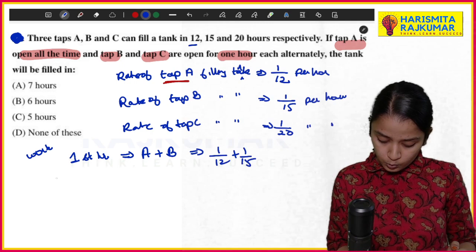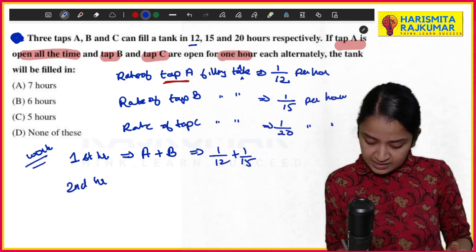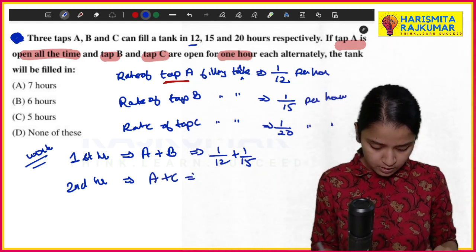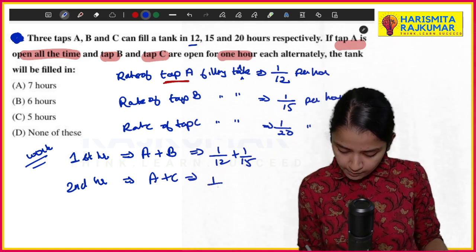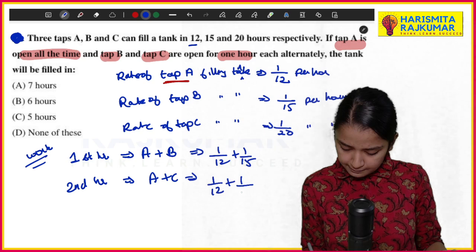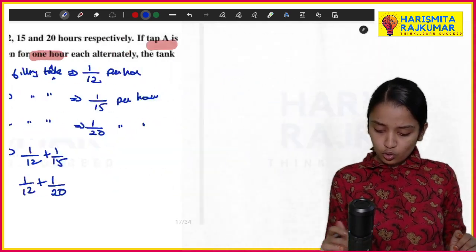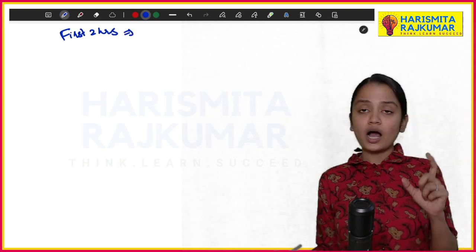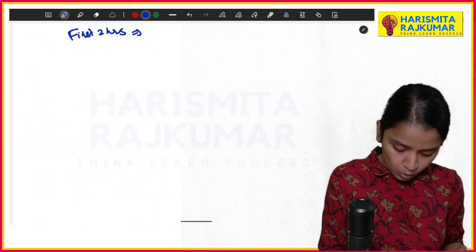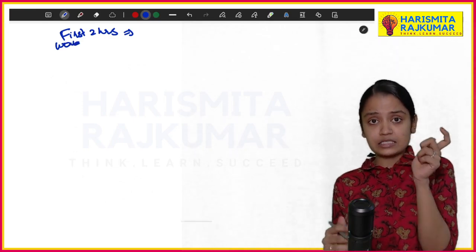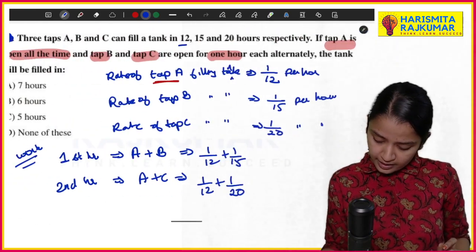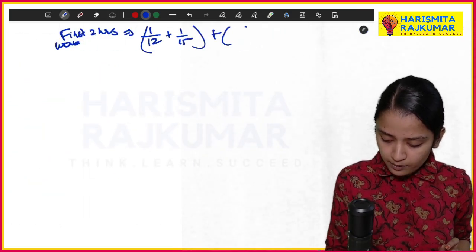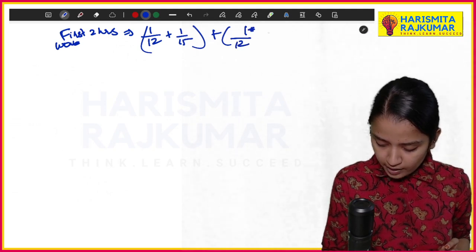Then the work in the second hour. The second hour will be A plus C, because I already told you A fills every time. So A plus C will be 1 by 12 plus 1 by 20. So the work done in the first 2 hours, the rate at which the tank is filled, is 1 by 12 plus 1 by 15, which is the first hour, plus 1 by 12 plus 1 by 20.